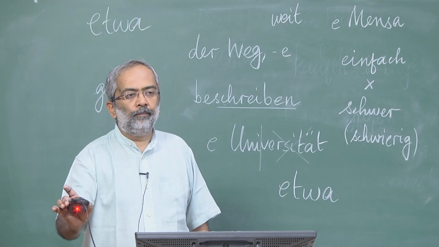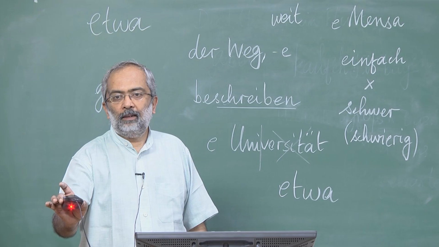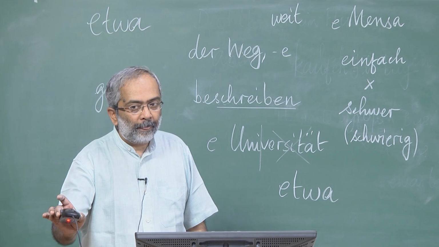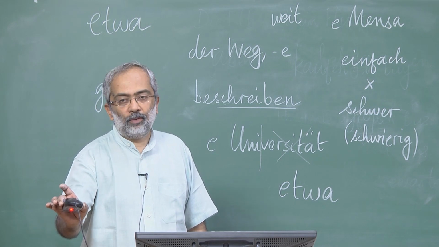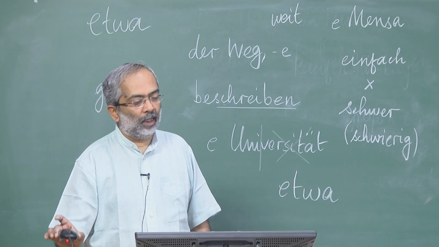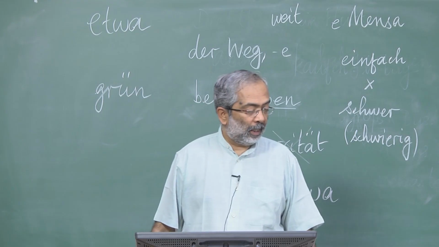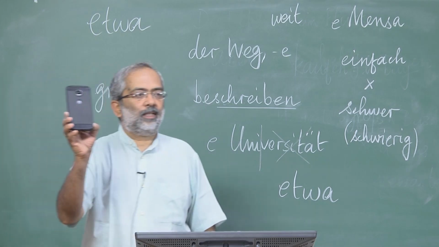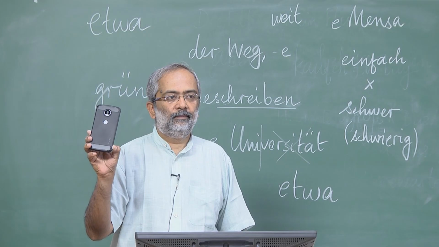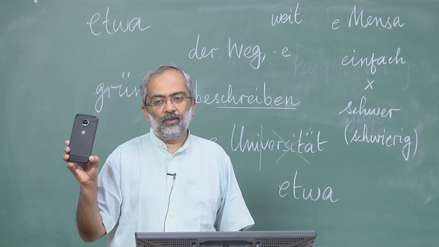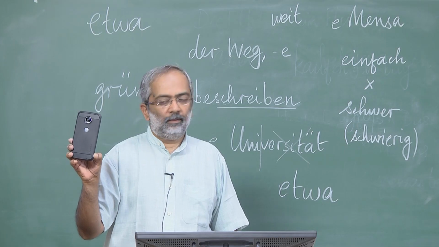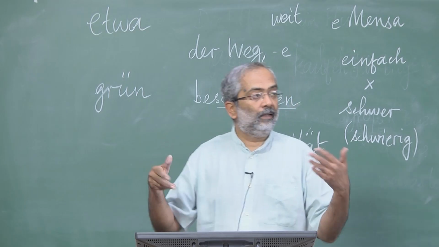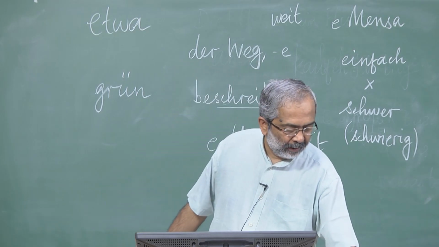Ist das ein Computer? Das ist kein Computer. Das ist eine Maus. Ist das eine Maus? Das ist keine Maus. Das ist ein Handy. That's the way kein works. Okay, it works just like ein.